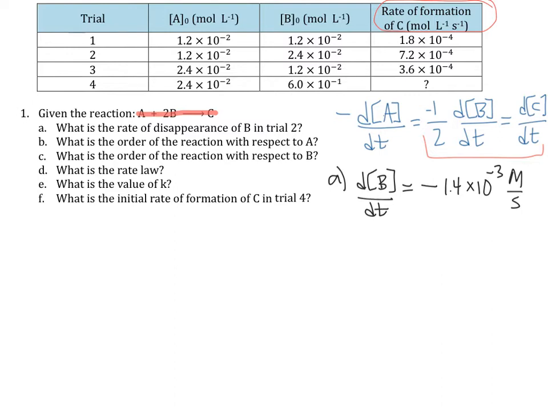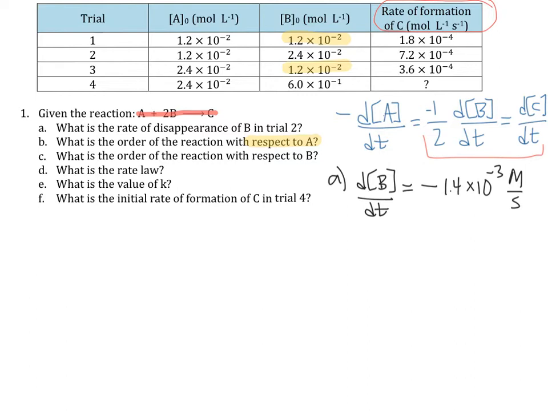For part B and for part C, we're going to need to use our data table to compare what happens when we double or triple or even quadruple our starting concentrations to see what happens to our rate of formation. So the first thing we need to do is find out what the order is with respect to A. This phrase, with respect to, means we need to focus on when A is changing, what does A do? So what I'm going to do is find a time when B is doing nothing, which seems like trials 1 and 3.